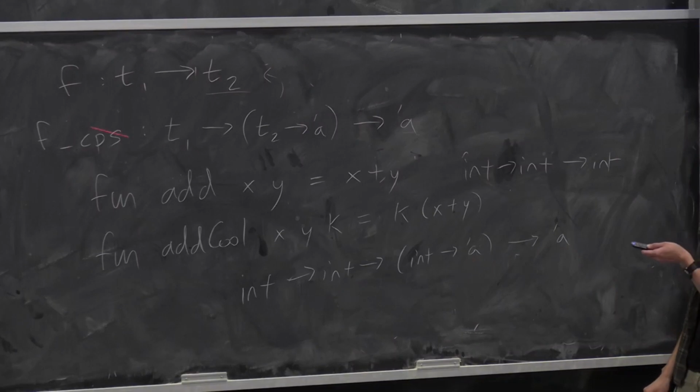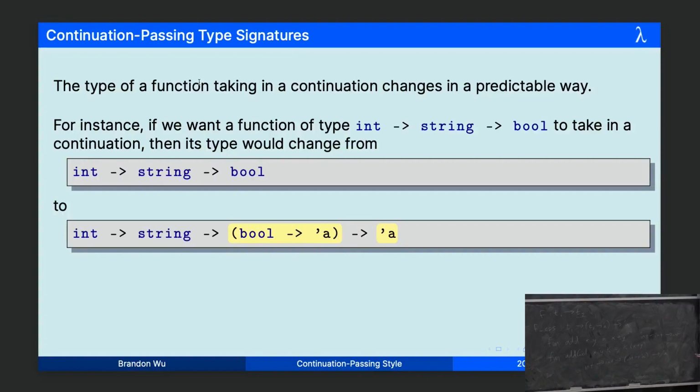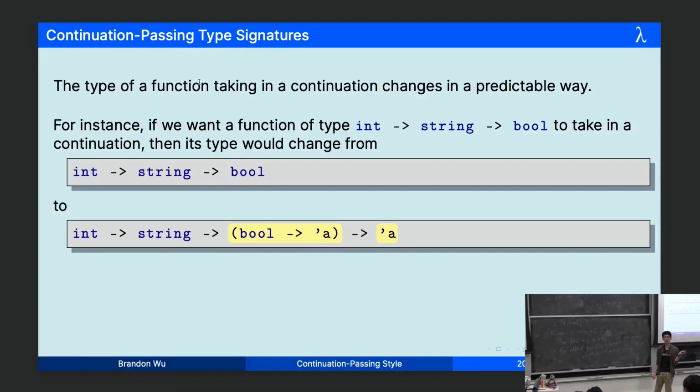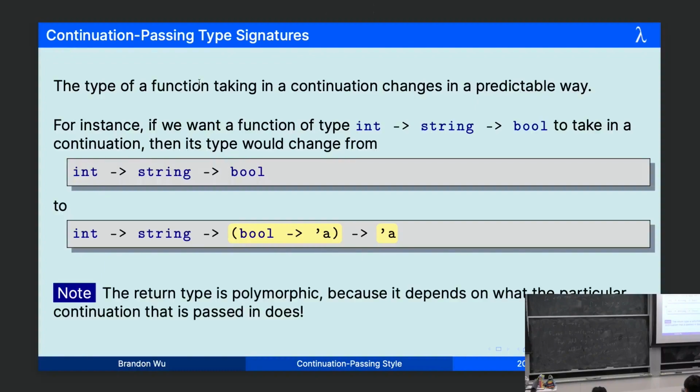So when I'm telling you that continuations change in a predictable way, it's very predictable, right? I just add in an argument that takes in the return type and returns whatever, and my return type is whatever. That is the type of almost every CPS function. So it's very predictable. We're just adding a continuation. That's all that's happening. Again, this is probably the most cumulative lecture so far. We're adding to your knowledge. And the return type is polymorphic because we don't care what the continuation does. It might return an int, it might return a bool, who cares?